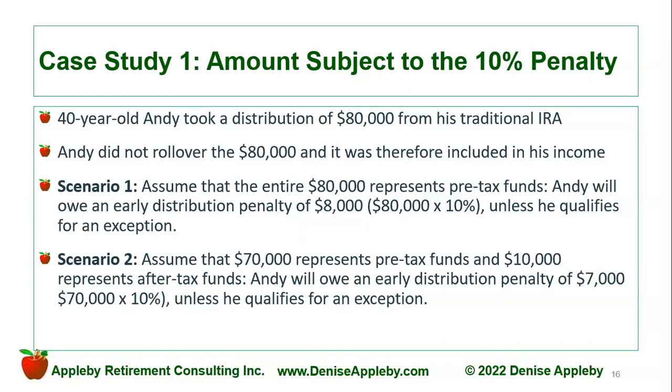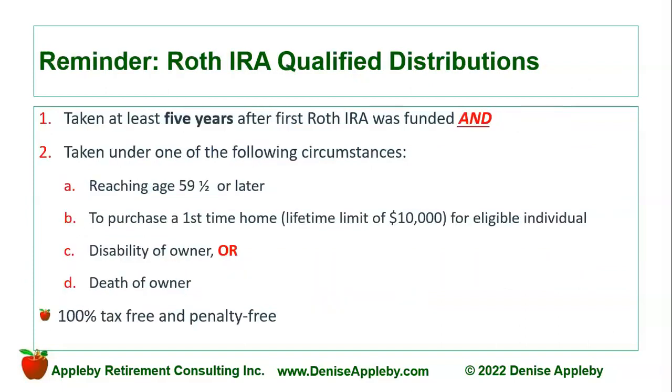Now let's look at another scenario where $70,000 represents pre-tax funds and $10,000 represents after-tax funds, say from non-deductible IRA contributions. Andy will owe an early distribution penalty of $7,000. Why the difference? Because the $10,000 that represents after-tax funds is tax-free and therefore is also not subject to the 10% early distribution penalty. Now, I want to talk about distributions from Roth IRAs in a little bit.